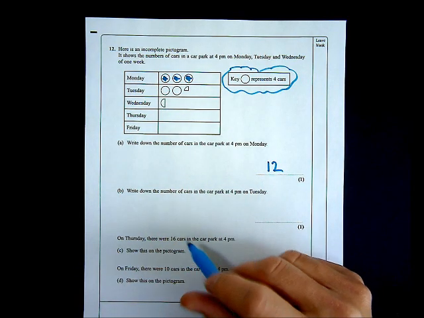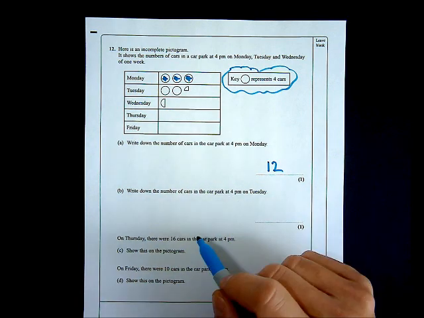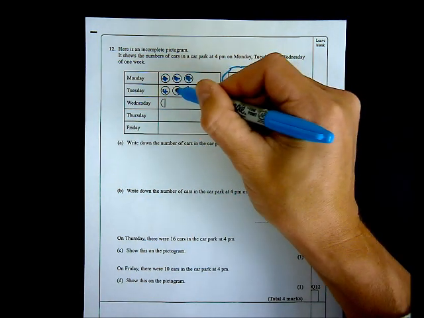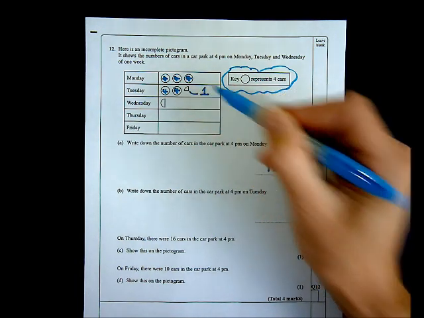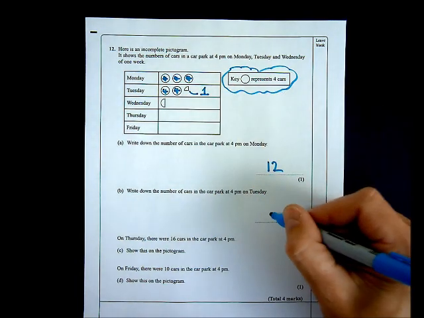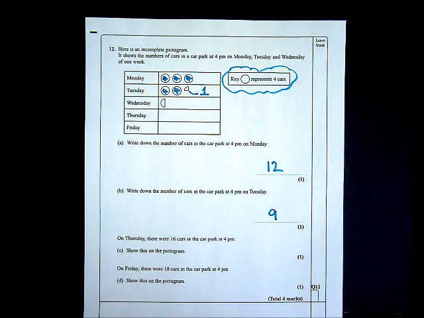In part B, I'm asked to write down the number of cars in the car park at 4 p.m. on Tuesday. So I have 4 for this circle, 4 for this circle, and this part circle here would be 1, this is 1 quarter. So that would be 9 in total.